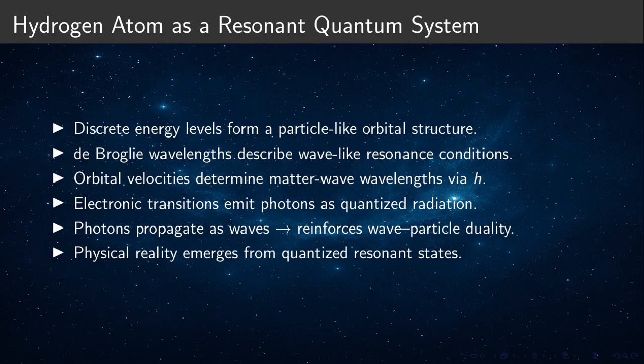During electronic transitions between shells, the system emits photons as discrete quanta of electromagnetic radiation. These photons also propagate as waves, reinforcing the dual wave-particle nature of radiation itself. Thus, both matter and light are governed by the same underlying principle: physical reality is structured through quantized resonant states that manifest in both wave and particle form.